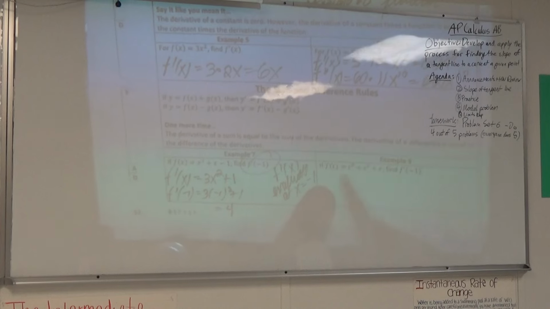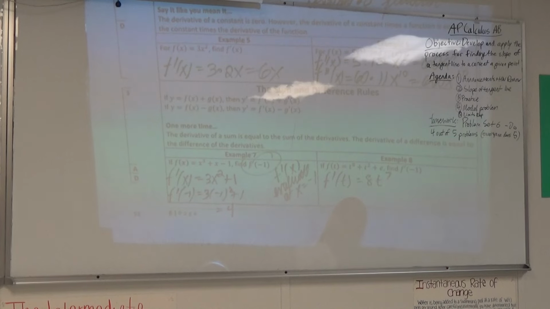Alright, next one. f of t equals t to the 8th plus t squared plus e. Find f prime of negative 1. Well, that's not very exciting. Be careful with your variables here. f prime of t, the derivative of t to the 8th is 8t to the 7th, plus the derivative of t squared, 2t, plus the derivative of e.